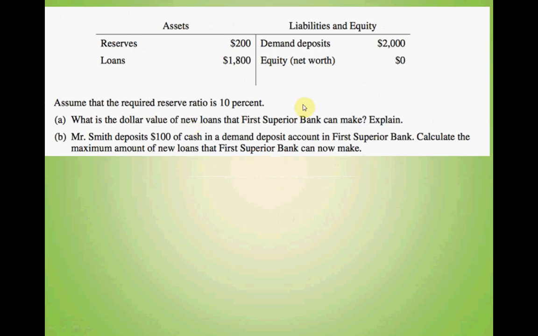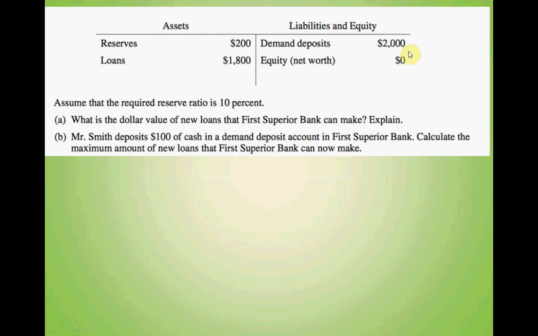What I would do if this was me and I had this piece of paper, taking it as a paper test, is probably either rewrite this T chart or scribble out these numbers here and write how they're going to change. So what's going to change? Well, let's look at this. $100 in a new demand deposit account. So demand deposits are going to increase by $100. So it's going to be $2,100 up here.